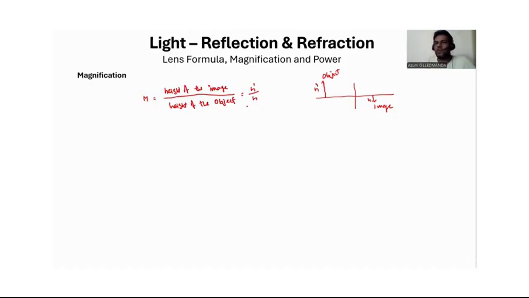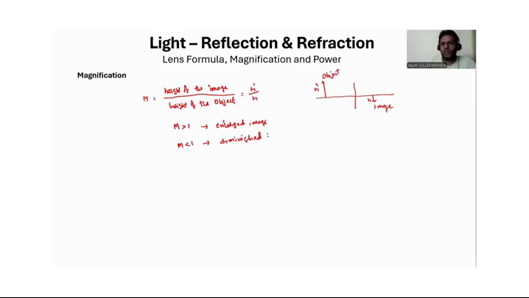That shows how small or big the image is. If the magnification m is greater than 1, it suggests that it's an enlarged image. You're following, right, guys? So it's a bigger image. And m less than 1 suggests it is a diminished image.